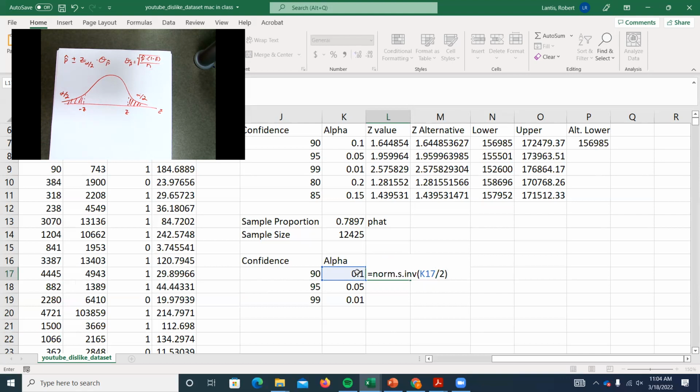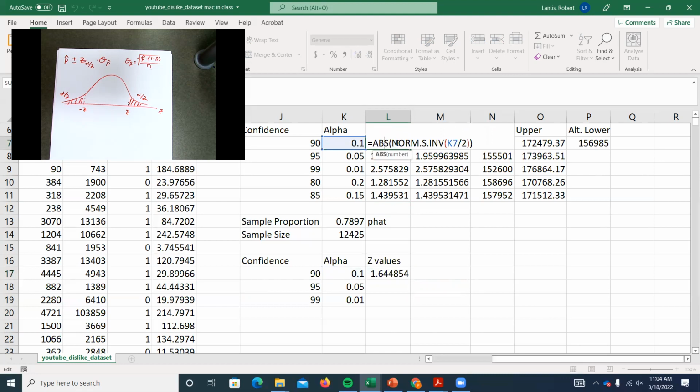Now, what was the issue? We said if we just look up alpha over 2, we're going to get that negative number of standard deviations we need to go. But the positive and negative sign are already built into our confidence interval equation. So we just want the absolute value. So we go to the beginning of this and say, okay, just take the absolute value of whatever Z value that norm.s.inv function gives me. Okay. Any questions on that? This is really the exact same thing that we did up here for the sample mean.